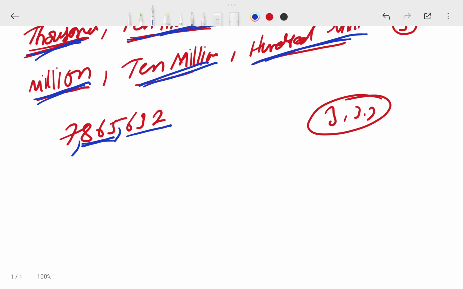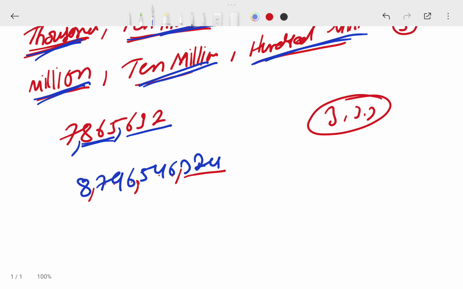So in the Indian number system we put 3, then 2, then 2, then 2. But in the international number system, first 3, then 3, then 3. Let's take another one: 8 7 9 6 5 4 6 3 2. Now you want to put commas in this. First 3 digits, comma: 1, 10, 100, over. Now this is 1000, 10,000, 100,000s. After that 3 digits, comma: 1 2 3, comma. Simple.